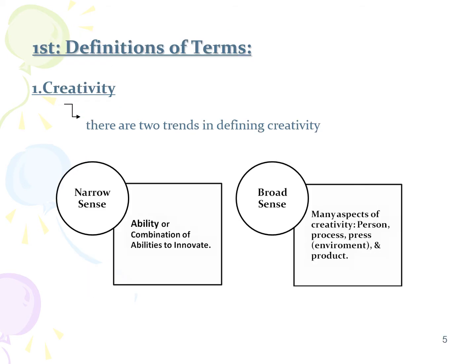This is some definitions of terms. There are two trends in defining creativity: the narrow sense and the broad sense. The narrow sense is through the ability or combination of abilities, like flexibility, originality, and something like that. And the broad sense is about the components of creativity, like the creative process, creative person, creative environment or climate, creative techniques, or something like that.